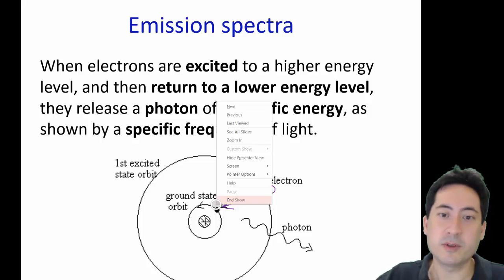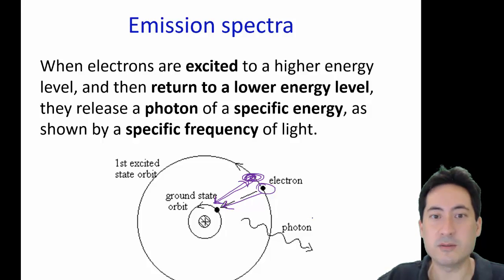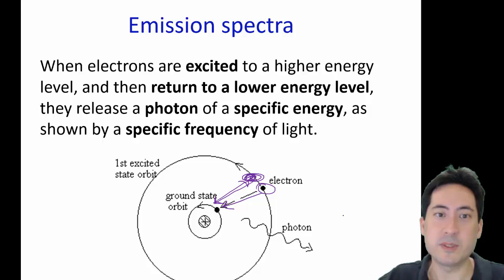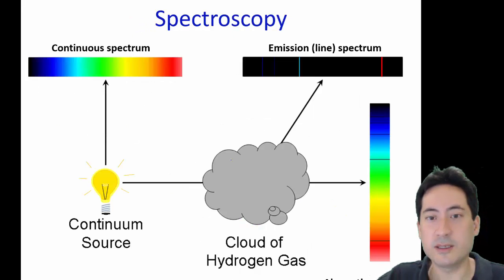This could be by another photon or by electricity, and the electron will get to an excited state, and when it returns back to its ground state, that is when it gives off a photon of specific frequency, of specific energy. And here we have an example of light that's coming off.